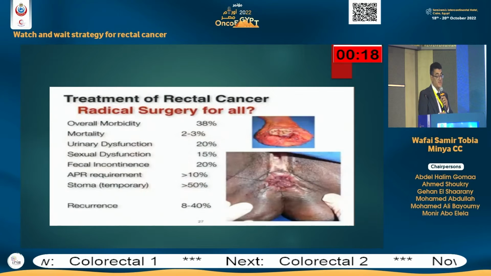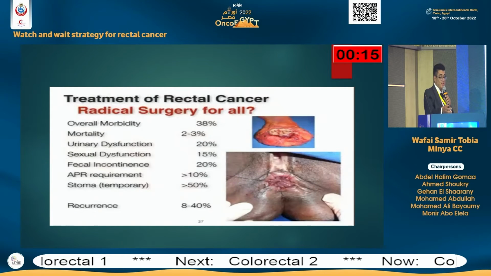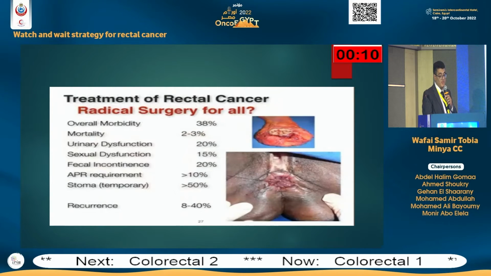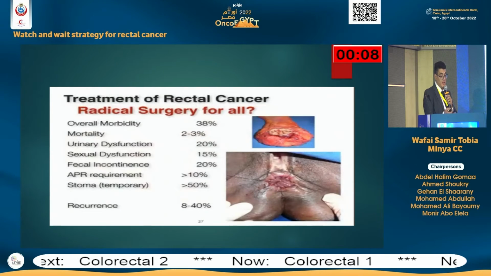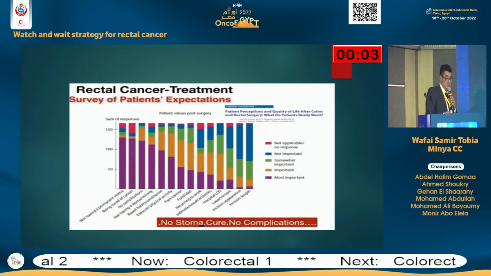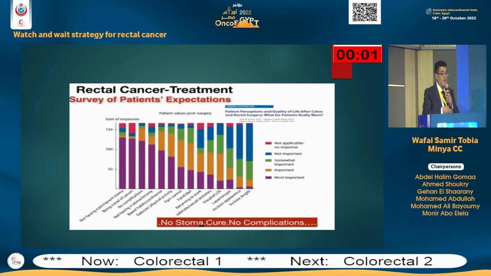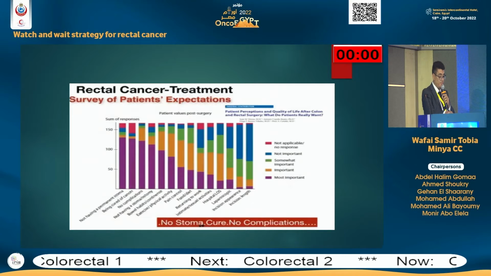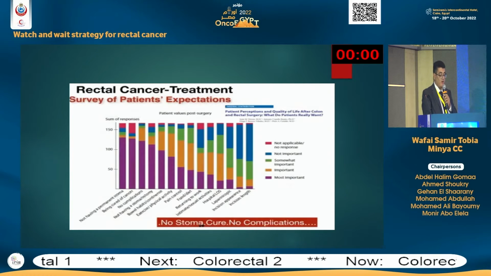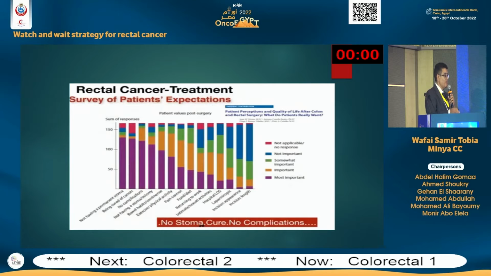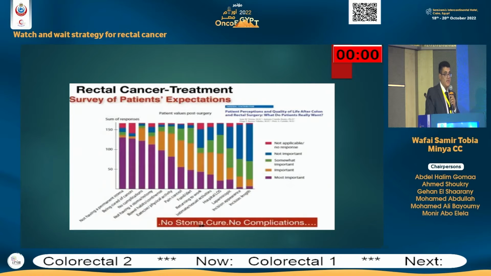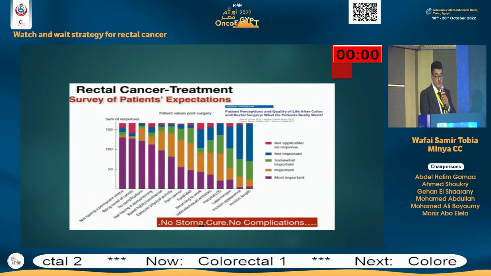دي التشالنج. بس برضو الناس الثانيه بترد عليهم بتقول لهم التريتمنت بالراديكال سيرجري عند الموربيديتي ممكن توصل 38%، مورتاليتي 2 ل 3%، يورينال ديسفانكشن 20%، باقي كل الاستوما مثلا اكتر من 50%. لما عملوا دراسه على الاكسبكتيشن بتاع العيان والعيان عايز ايه اساسا، اتضح ان معظم العيانين اللي هو باين باللون الاورنج اول صف كلهم نو استوما. دي نمره واحد، رغبه العيان نو استوما حتى لو مش هيبقى فيه كيور. اي عيان بنساله بيبقى فعلا حكايه الكولوستوم صعبه بالنسبه له، والكيور ونو كومبليكيشن بعد كده تيجي في الترتيب.